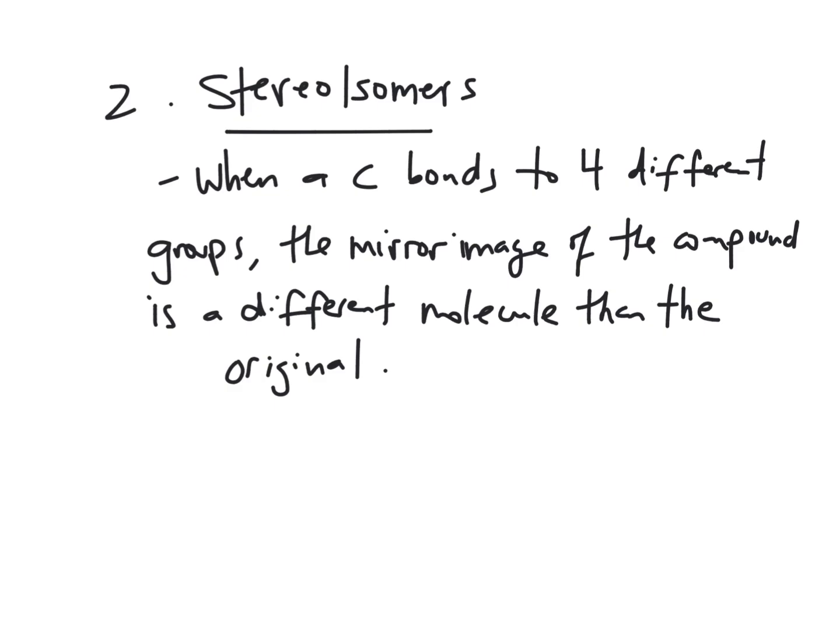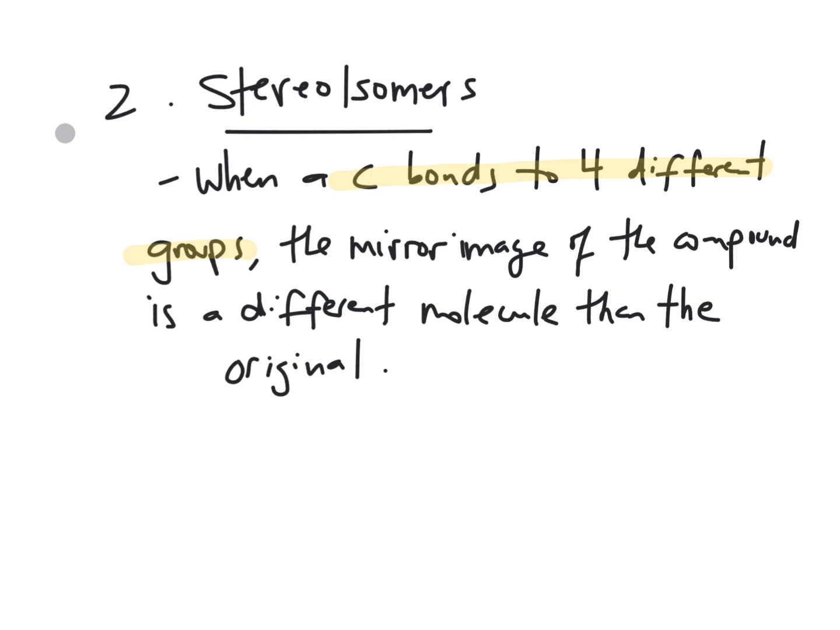The second category of isomers are called stereoisomers. We're not going to dwell on these a lot because it can become really complex. But stereoisomers occur when a central carbon atom bonds to 4 different groups.